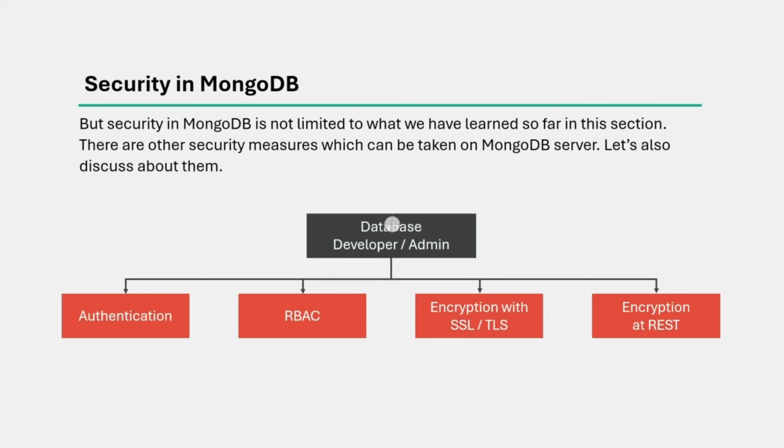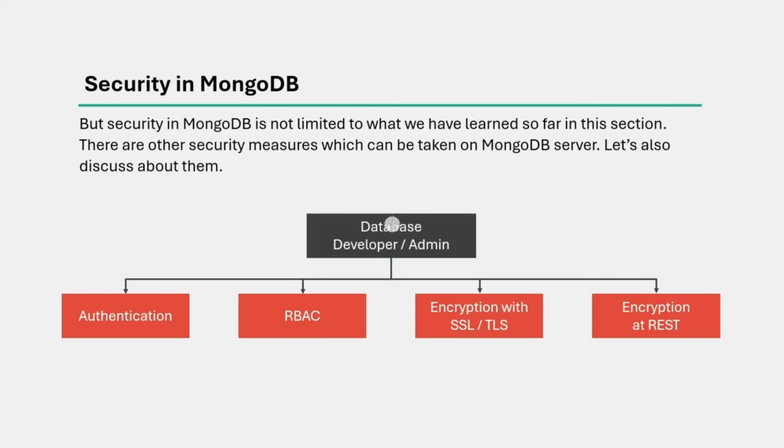Then we also talked about role-based access control. The role-based access control assigns users specific roles, limiting their access to only the resources and actions they require. Then we also talked about enabling transport encryption with the TLS SSL. The transport encryption ensures that data transmitted between MongoDB clients and servers is encrypted, preventing eavesdropping or tampering.